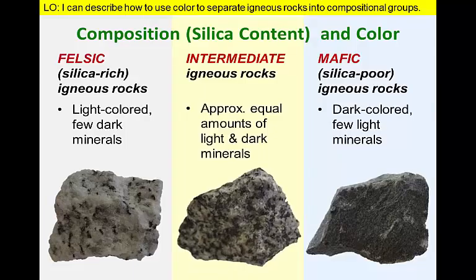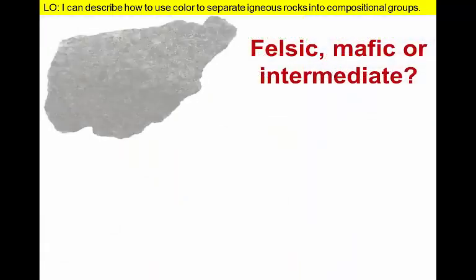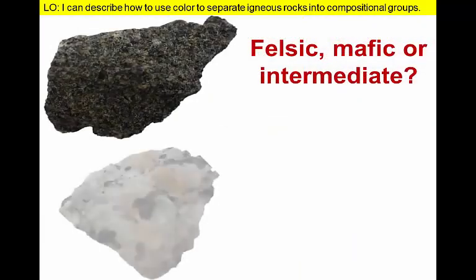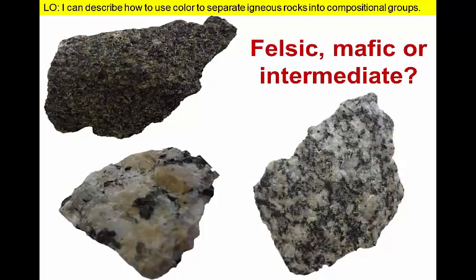The chemical composition of these rocks ranges from about half silica for the mafic rocks to more than 2/3 silica in the felsic rocks. Let's try classifying a few igneous rocks by composition. What about these examples? Can you identify the felsic, mafic, and intermediate varieties? Here are the answers.